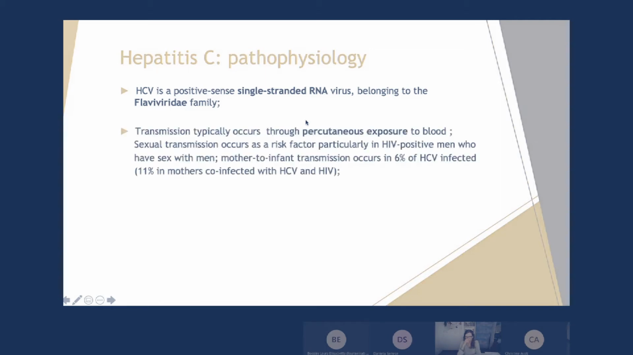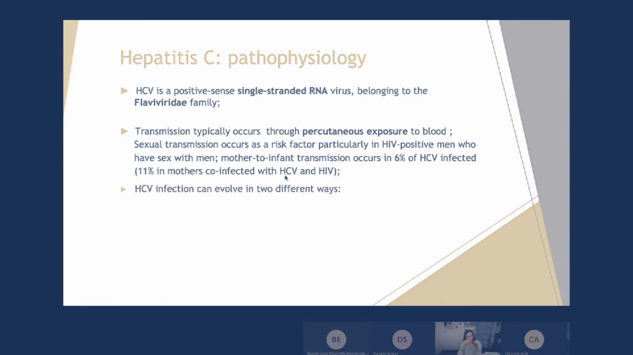Another characteristic is that this virus is transmitted the same as hepatitis B, so through blood, sexual transmission and other bodily fluids. It is important to know that the mother-to-child transmission rate is lower than hepatitis B. It occurs in almost 6% of HCV-positive mothers, and this percentage increases in mothers who have both HIV and HCV.